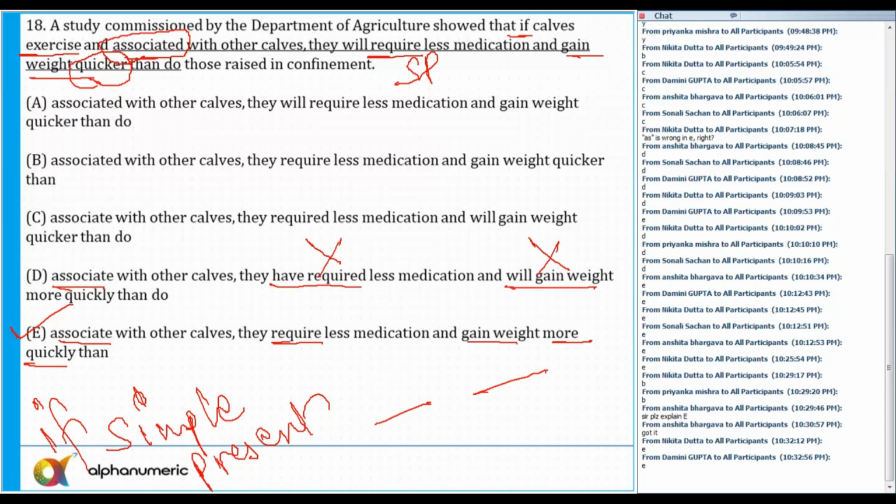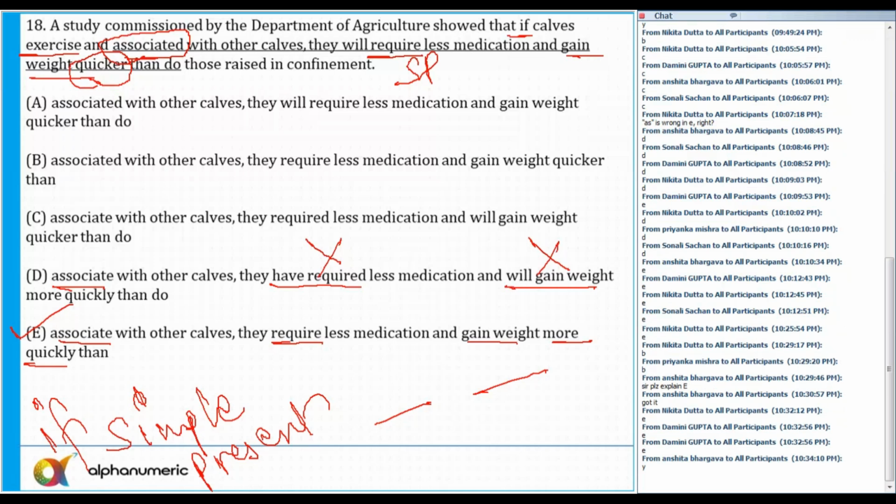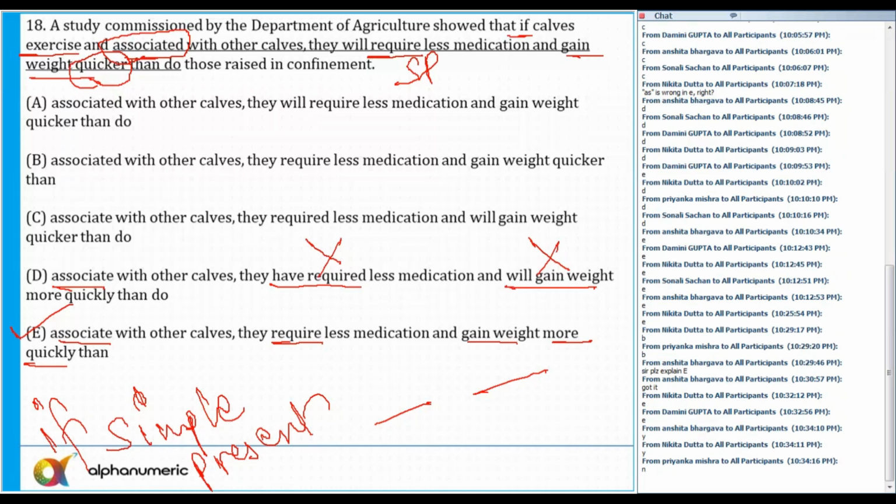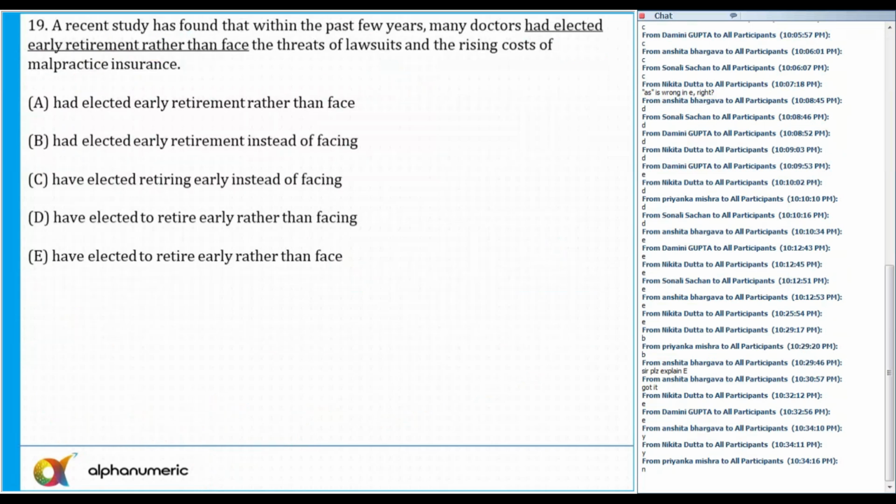Okay. Did you understand why? All of you? Anybody has any doubt here? Okay. Now let's come to number 19. If this is clear, let's come to 19.